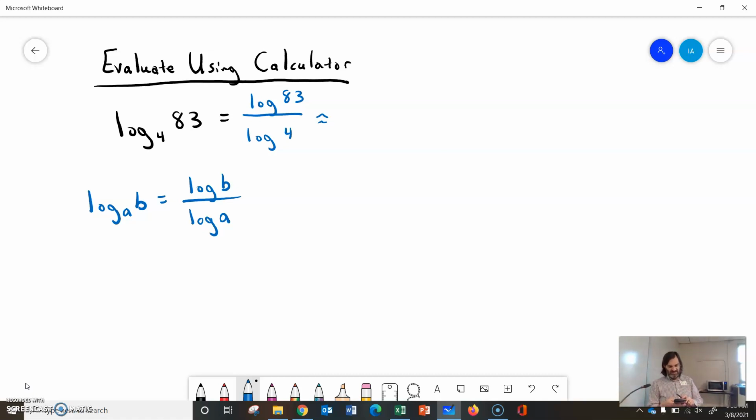Log 83 divided by log of 4. Make sure you put it in correctly. It is 3.1875. Okay. If you don't get that, you're probably typing it in wrong, but let's have a discussion if you can't get the numbers I'm getting.